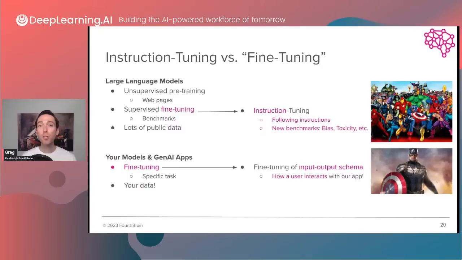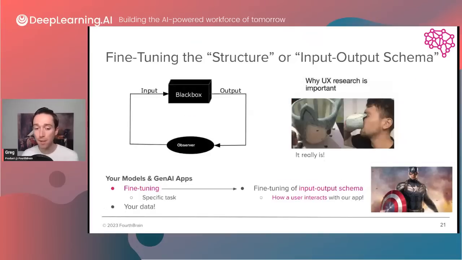And where we're going now is into the space of, okay, now that I am going to pull an instruction-tuned model off of the shelf, I'm going to do some additional fine-tuning. This is now not going to be supervised fine-tuning that we're going to show, but rather unsupervised fine-tuning, where we're going to fine-tune the input-output schema and really define the way the user interacts with our application. So we want our application to get really good at one thing.